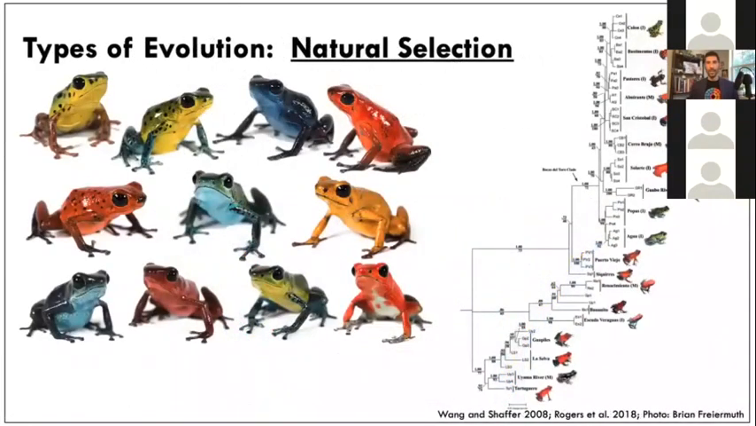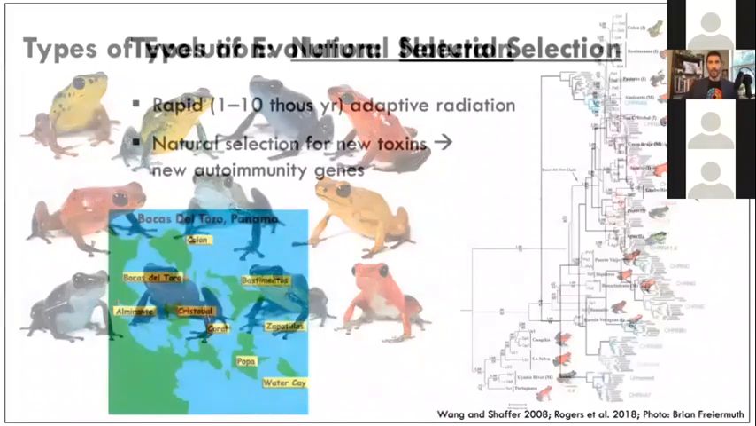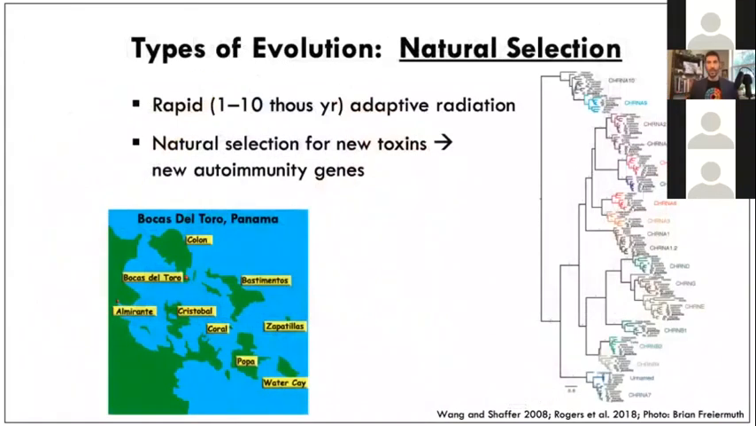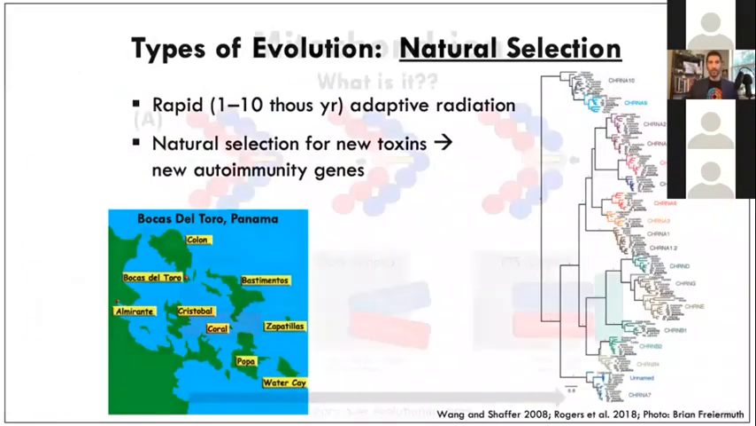Natural selection is a big topic we're not really going to go into, but here's just one example with poison dart frogs in Panama, where there are different islands with different colored poison dart frogs, and they've evolved different toxins. Because of their toxins, they have to evolve different autoimmunity. They have to become immune to their own toxins. So if you make a gene tree of just that toxin-related protein, it sorts in that way. So you have adaptive evolution due to natural selection.